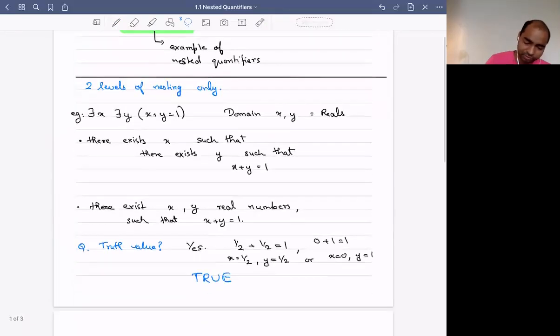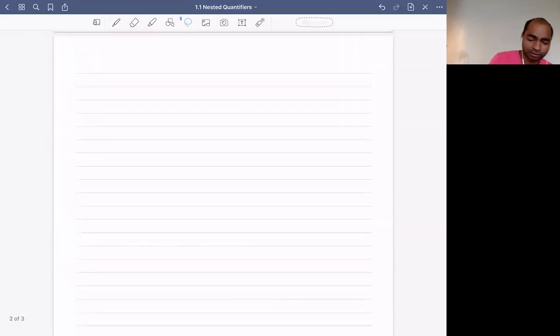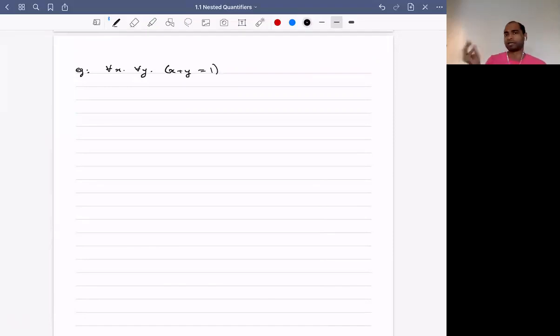The next thing we want to do is for all. When you have for all x, for all y, x plus y is equal to 1, I'll just combine the two together and say for all x, y. Oh, I need to give you the domain. Suppose the domain is again real numbers. So that statement reads as: for all x, y, real numbers, x plus y is 1.